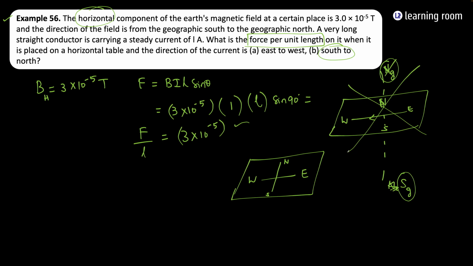Did you understand why in this problem they are not asking you the force, but asking only force per unit length? Why is it so? Generally, when they say long conductor, the length is not known. So force per unit length will be on some small portion that is there.